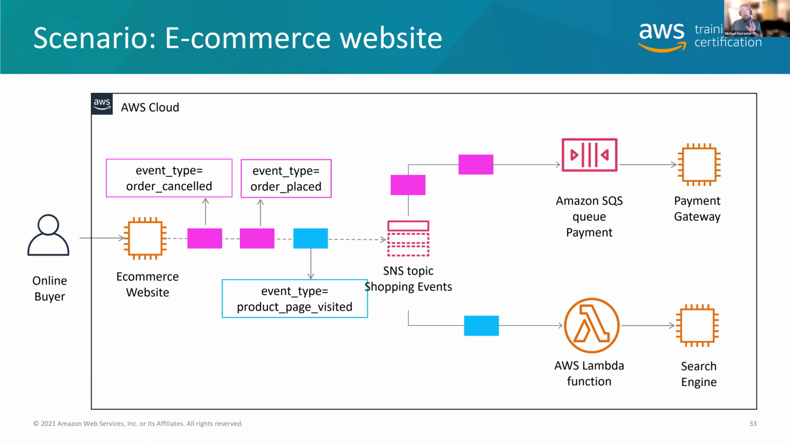So this can simplify pub sub messaging by saying, look, I only want to receive where event type equals order canceled or order placed. And notice that those are the pink messages and they are going up to the payment gateway, right? And the Lambda function, when it's subscribed, you can say, look, I only want to receive things where the product page is visited because I want to match that against the search engine, right?